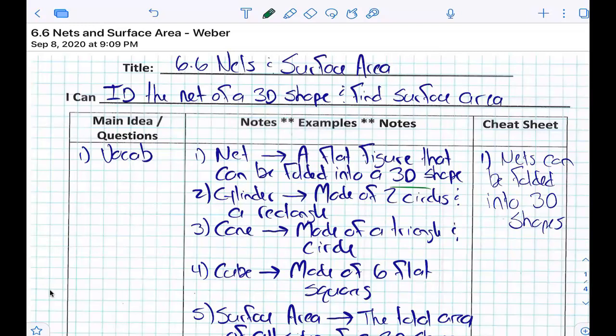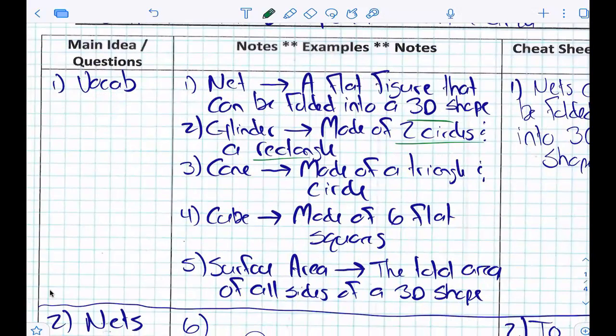Yes. Okay. A cylinder is made up of 3 shapes. What are they? 2 circles and a rectangle. So 2 circles and 1 rectangle make up a cylinder when you fold them all together, right? A cone is made up of a... a cube is made up of 6 flat squares. Okay, so I'm going to actually show you.